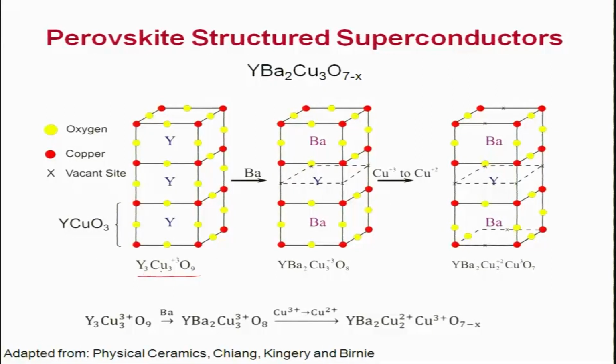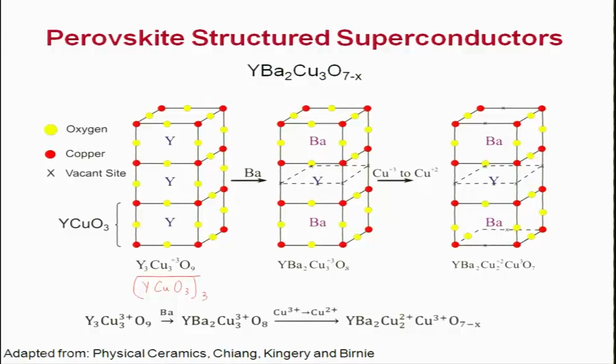So, you can see that Y3Cu3O9 is YCuO3 3 times. You have 3 unit cells stacked on top of each other, which are perovskite in nature. The way it is made superconducting is by first doping it with barium. What barium does is that it replaces 2 of the yttrium ions, one in the bottom unit cell, another in the top unit cell. So, this leads to YBa2Cu3O9, with Cu3 plus, by the way, not Cu2 plus.